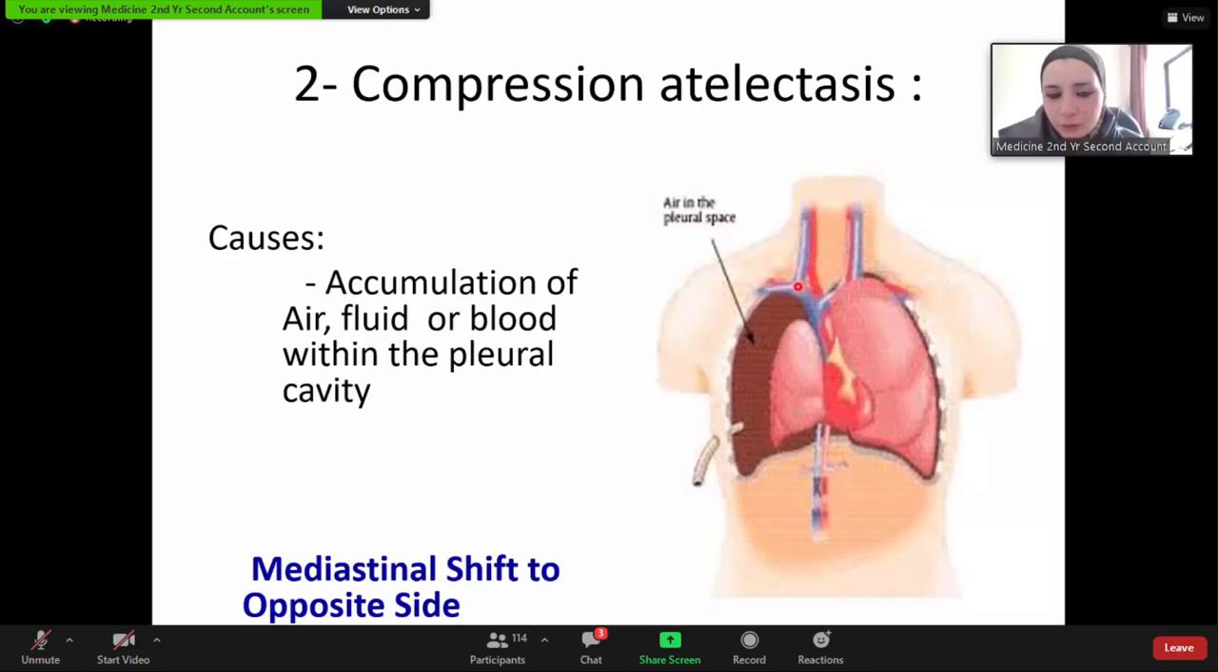It could be also gas. مش شرط يكون fluids. ممكن gases especially after following trauma. بصير في عندي اللي هو نسميه نوموثوركس. نوموثوركس بدخل air into the pleural space and it presses on the lung. In this case, the compression atelectasis, the mediastinal shift happens to the opposite side. ليش؟ لأنه في pressure from outside. The fluid or gas is pressing on the lung and shifting the mediastinum opposite to the side of the compression atelectasis.